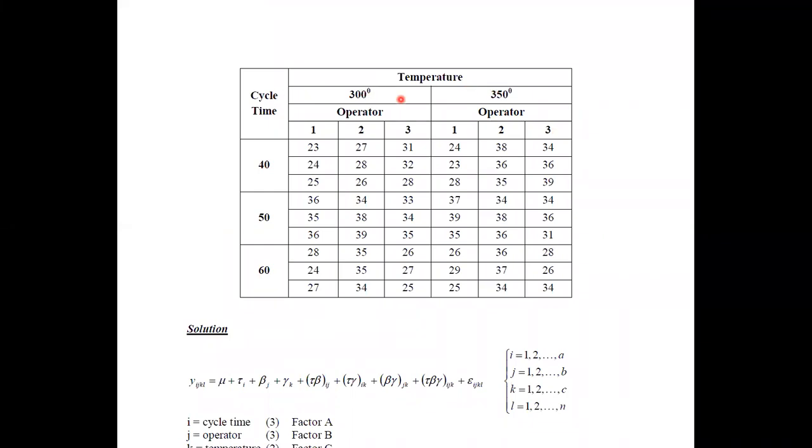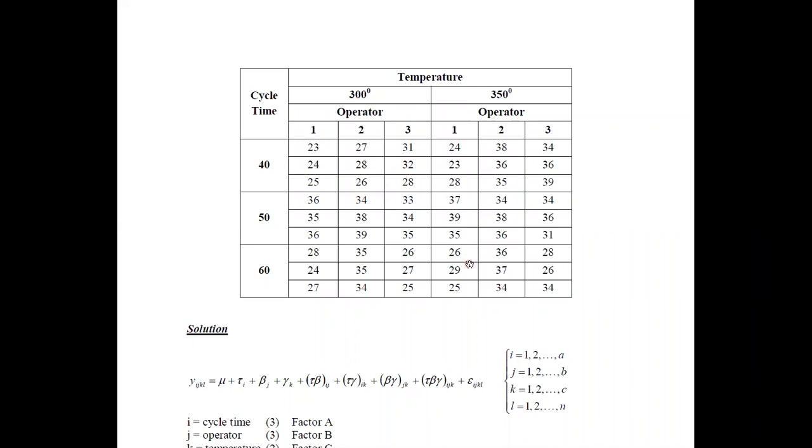Therefore, I have used the cycle time as one factor and temperature as the next factor, and inside these temperatures, for each one, three operators were used. Inside this 300 temperature cluster, three operators were used, and the same three operators were used for the 350 temperature also. Therefore, these are the scores that they have obtained for this experiment.